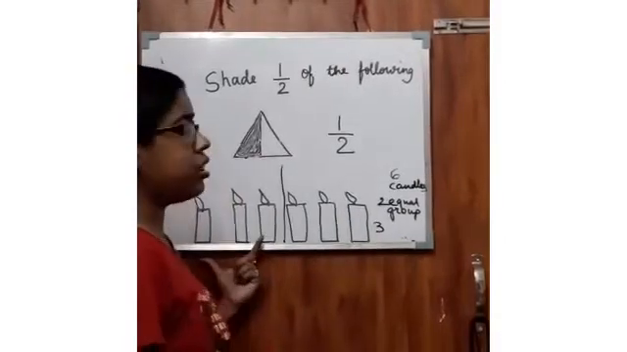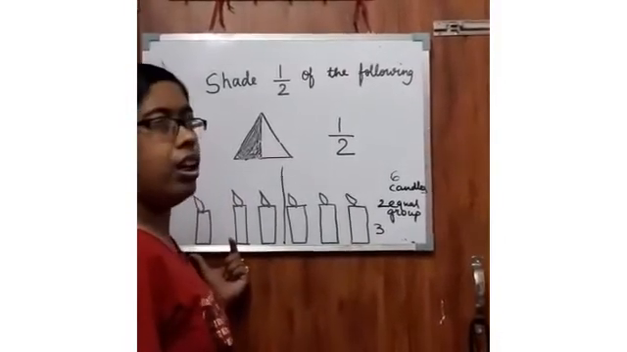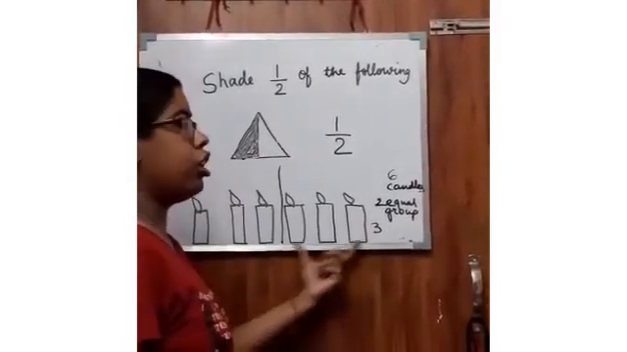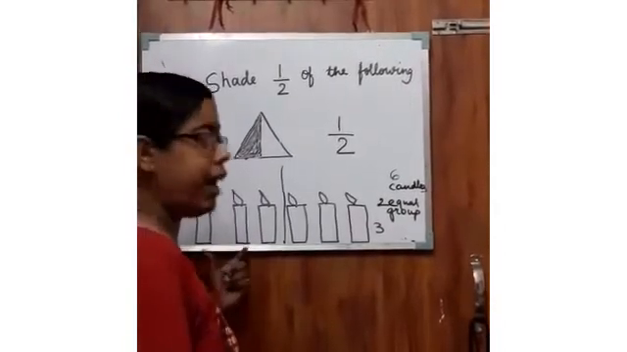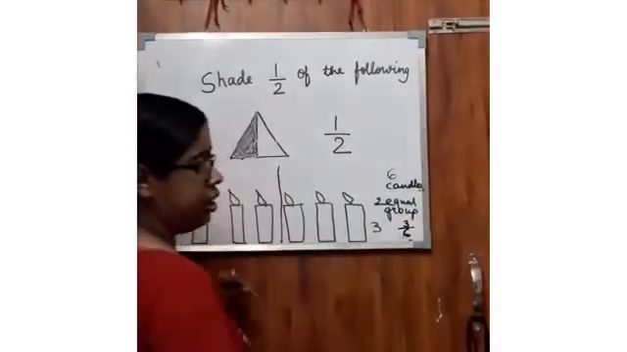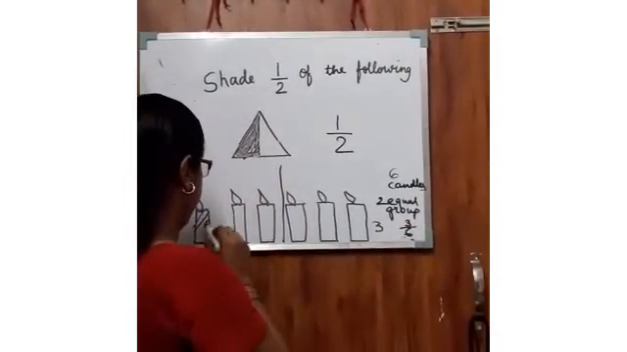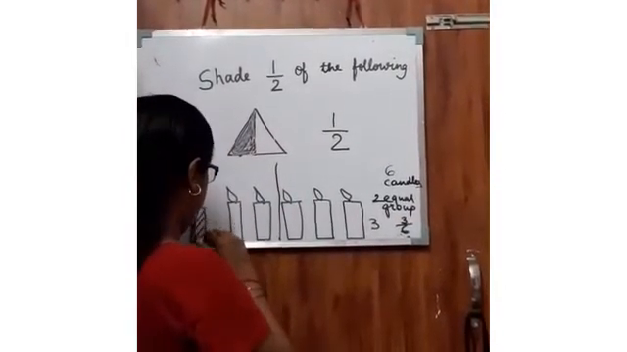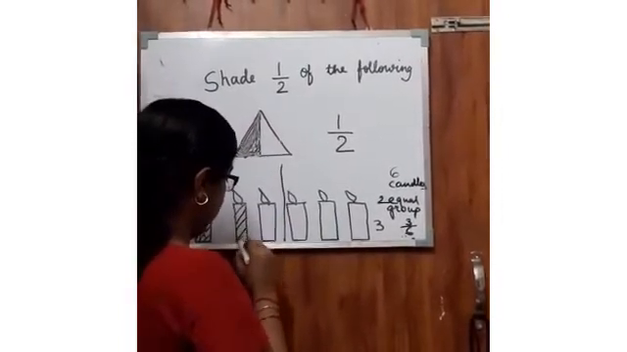So half is 3 out of 6. Out of 6, 3, that is 3 by 6, is half. So, shade 3 candles.